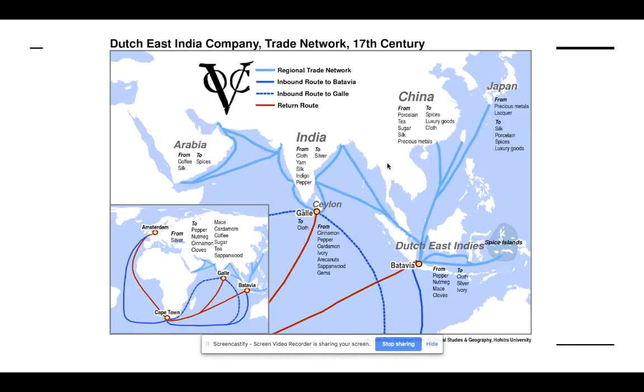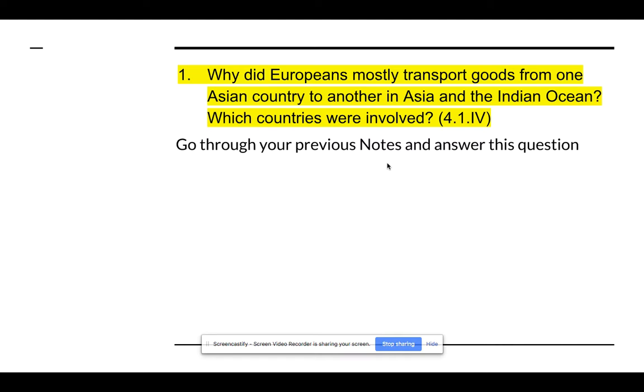And last but not least, going back to this, is the British. Remember, the British made trade agreements specifically with the Mughals in India. And as a result of the posts that they established, they were able to get some form of trade, right?